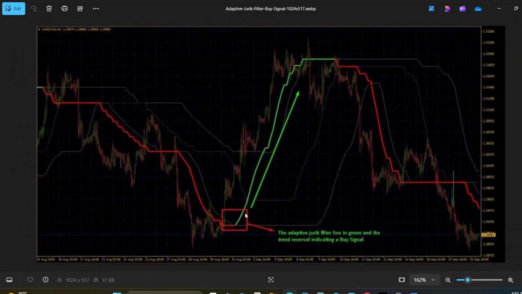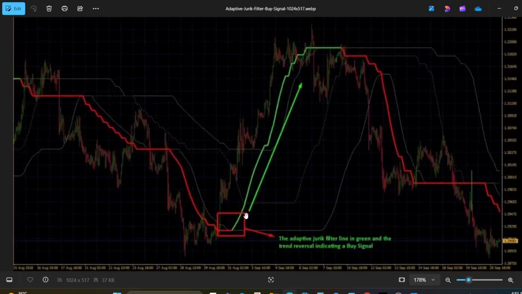All right, and the indicator also helps with adaptability to market conditions. Whether you are trading during a period of low volatility or a high volatility breakout, the filter adapts. This gives you a more accurate and timely representation of the market without the lag of traditional tools. This indicator also helps with trend identification.